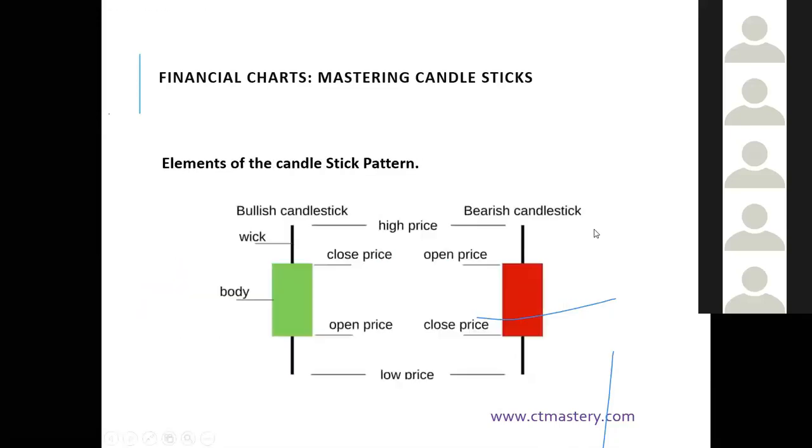The same way, if the open price is higher than the closing price, the candle is red or black, as the case may be. It means that the closing price is, of course, lower than the opening price. The price dropped in that period.